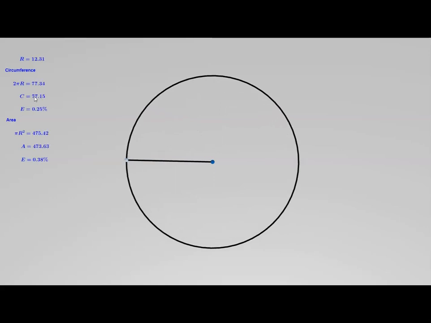Now notice what happens when I enlarge the circle. Look at the numbers over here. They're no longer equal. The actual circumference, this being the actual measured distance around the circle, is no longer equal to 2 pi r. The calculated value is greater than the actual circumference, and it's off by about 0.25%. Likewise, the actual area is no longer equal to the calculated value. The calculated value is larger than the actual area and is off by 0.38%.